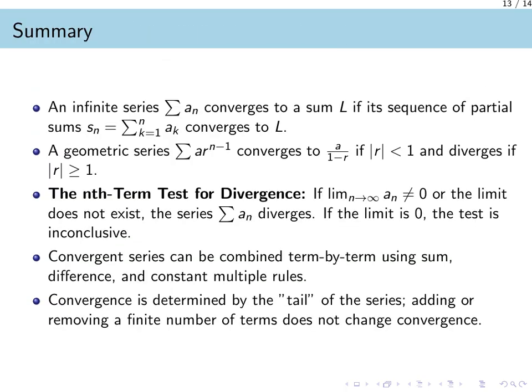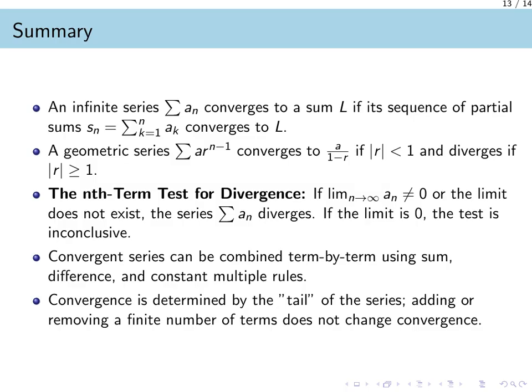Let us summarize the key ideas we have covered about infinite series. The fundamental definition of convergence is tied to the sequence of partial sums. A series converges to a sum L if, and only if, its sequence of partial sums converges to that same value L. We then focused on a special, powerful case, the geometric series. This series converges to the value a over the quantity 1 minus r, but only when the absolute value of the common ratio r is less than 1.